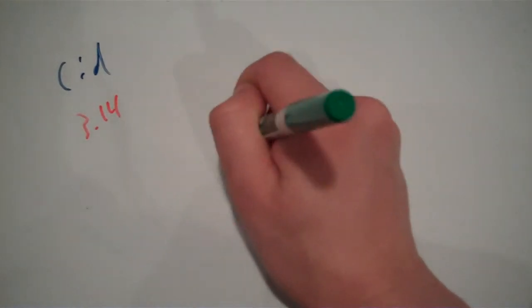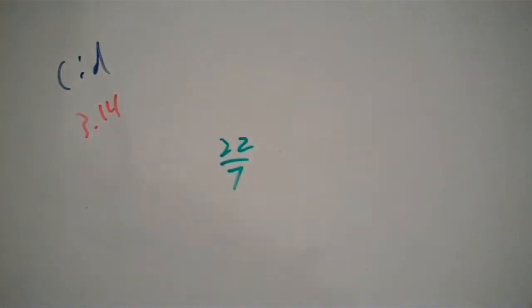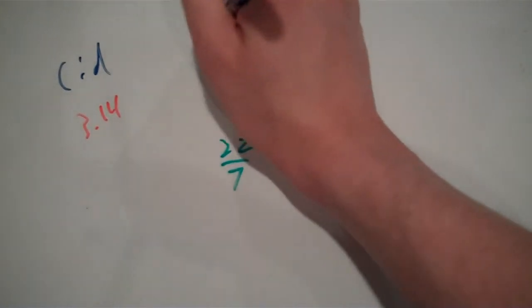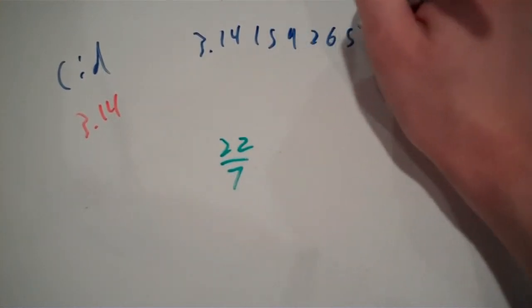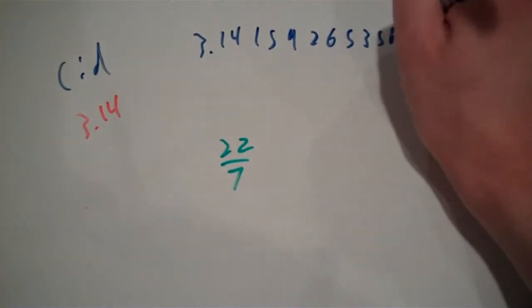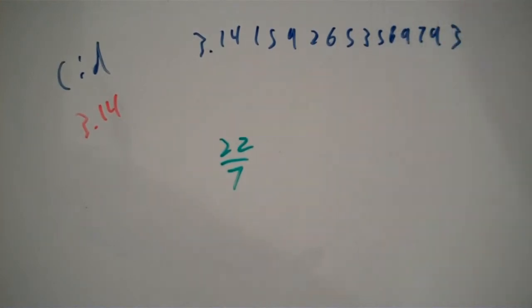An incredibly popular approximation is 3.14. That's by far the most popular. Another popular one is 22/7. I personally know pi to 16 digits, and those are 3.14159265358973. So I know pi to 16 digits, these being the 16 digits.